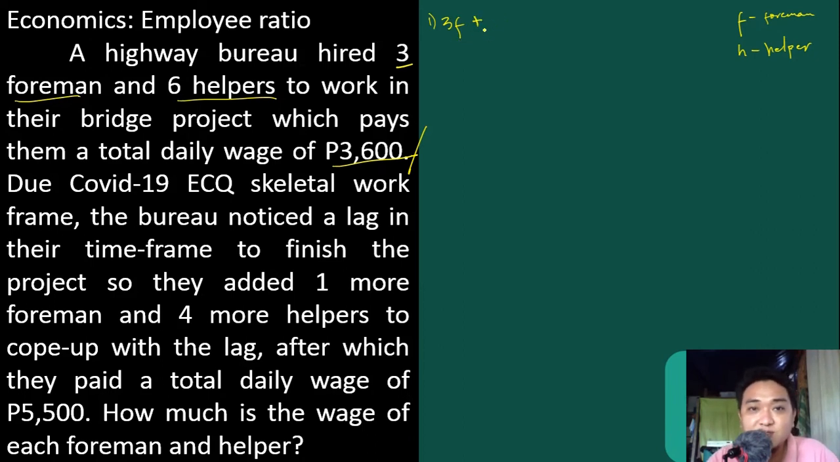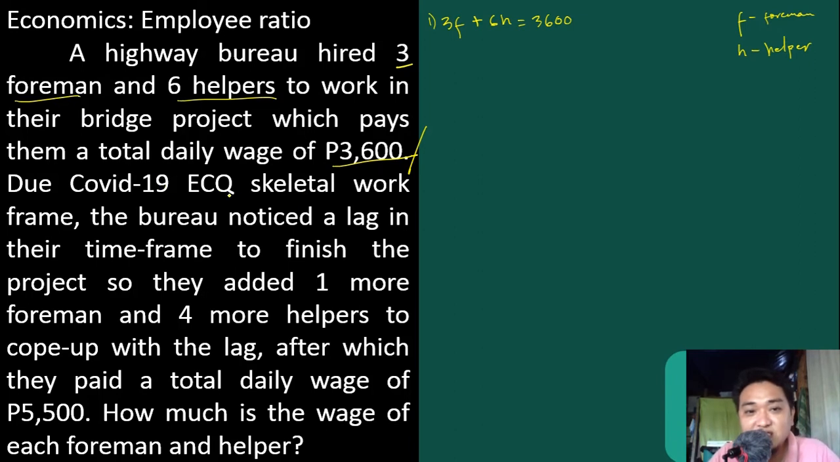Plus, syempre, 6 yung helper natin, 6 helpers, 6H. O bakit 6H? Kasi yung H dito stands for the salary, which is unknown. Hindi pa natin alam. Pero ang alam lang natin, 6 yung helper natin. At pag minultiply natin yan, tapos plinas natin dun sa total wage nung 3 foreman, makukuha natin yung total daily wage. At ika pa nga sa problem, yung total daily wage is 3,600. So, bali ang unknown dito, yung pasweldo. So, meron na tayong first linear equation natin.